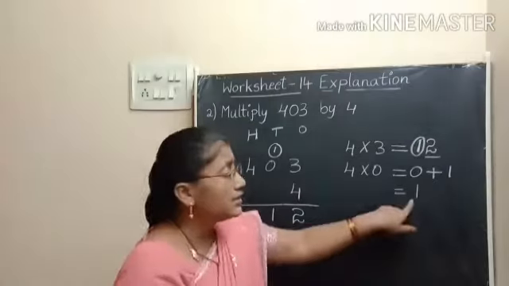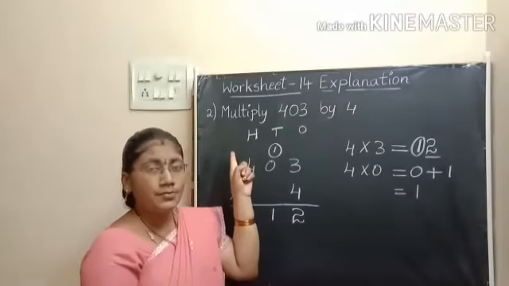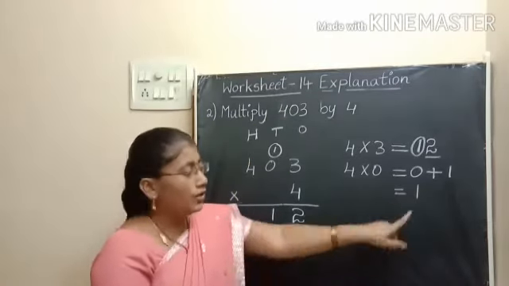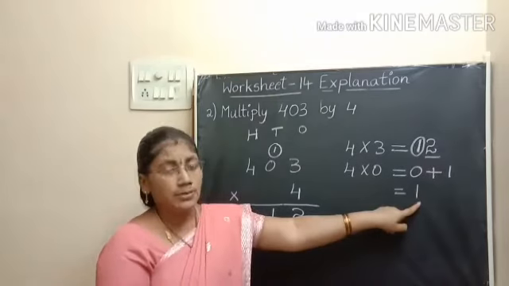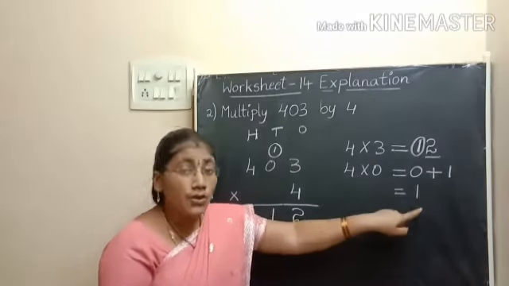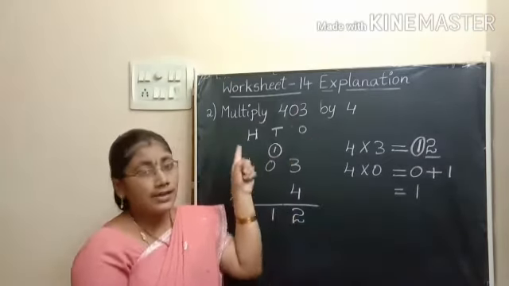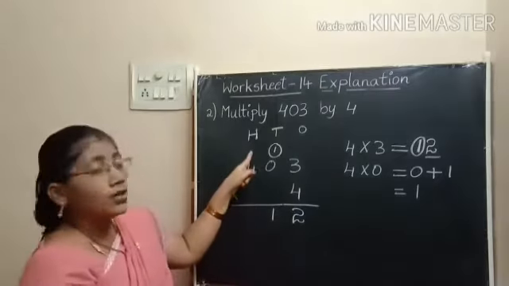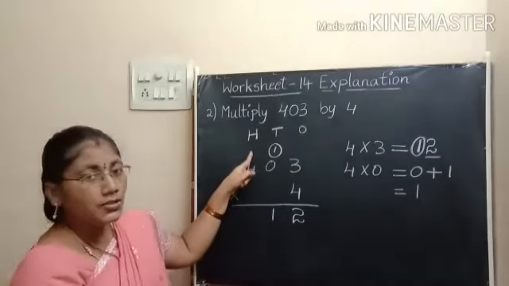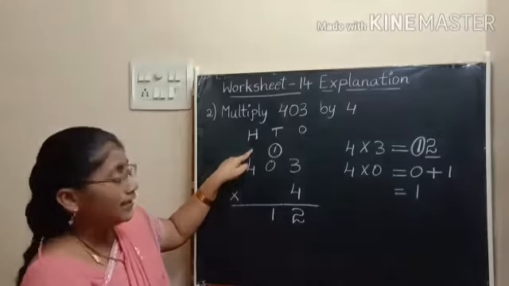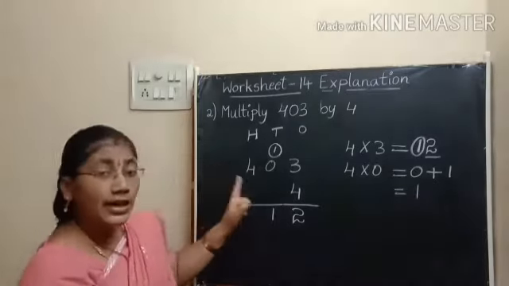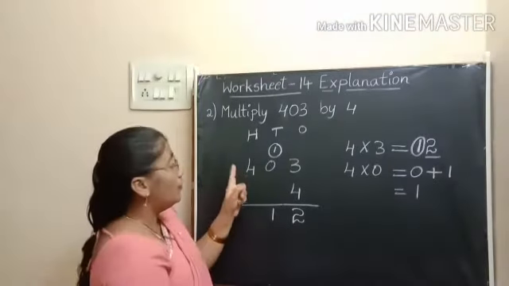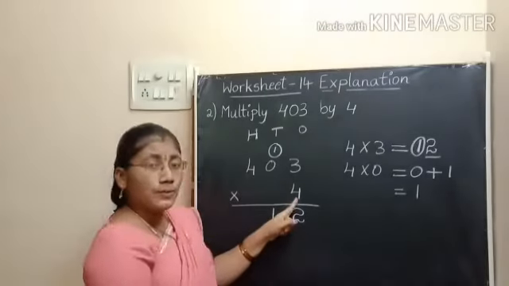Is there any digit to pass to the next column? No. Here we get only a single digit number. So there is no digit to pass as a carry to the next column, hundreds. Understood? So there is no carry. Now, we have to multiply 4 and 4.